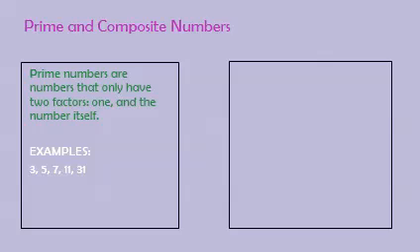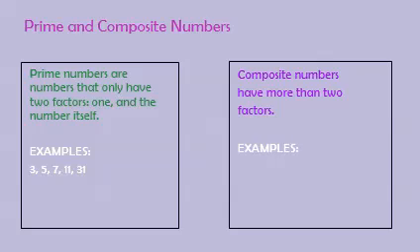What's the opposite of prime? The opposite of prime is composite. Composite numbers are numbers that have more than two factors. Examples: 6, 18, 30, and 100. So if you find the factors of a number and you find that it has only two factors, one and itself, is it called a prime number? Yes. But if it has more than two factors, it's called a composite number.